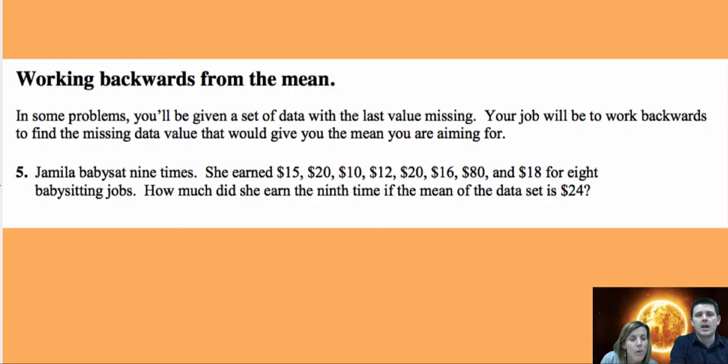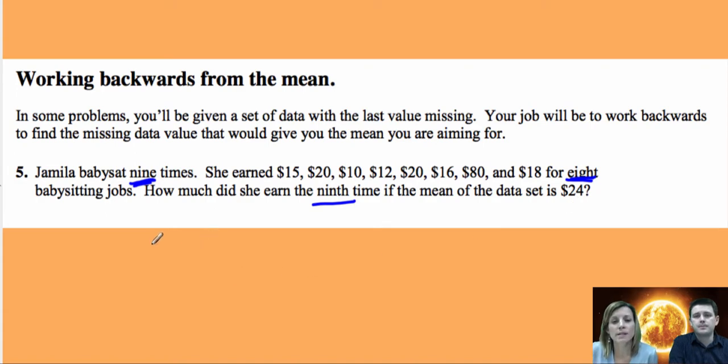All right. Here is where we're really going to put it to use. Instead of just being able to plug in some numbers and do some calculator work, now we're going to put the mean to use to find something we're missing. So this one says Jamila babysat 9 times, so we should have 9 numbers. She earned 15, 20, 10, 12, 20, 16, 80, and $18 for 8 nights of babysitting. We want to know how much did she earn the 9th time, so we're missing that piece of information in order to get a mean of 24.